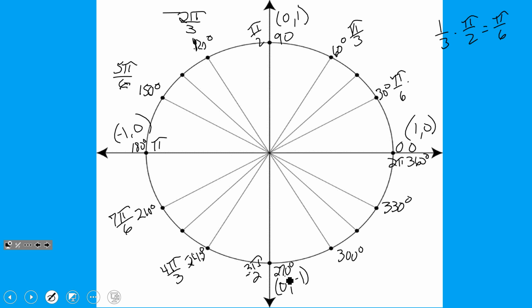Then 10 pi's over 6, which reduces to 5 pi over 3. And then 11 pi's over 6.